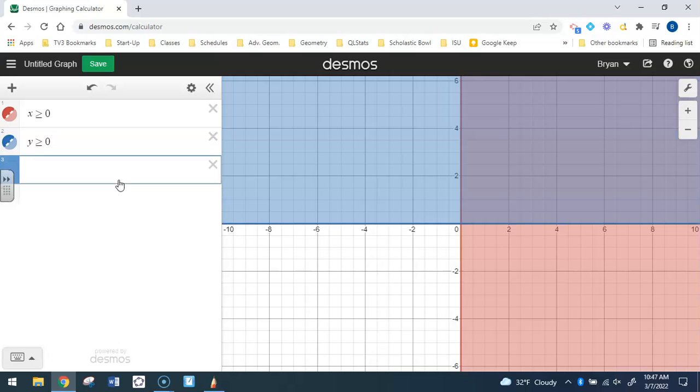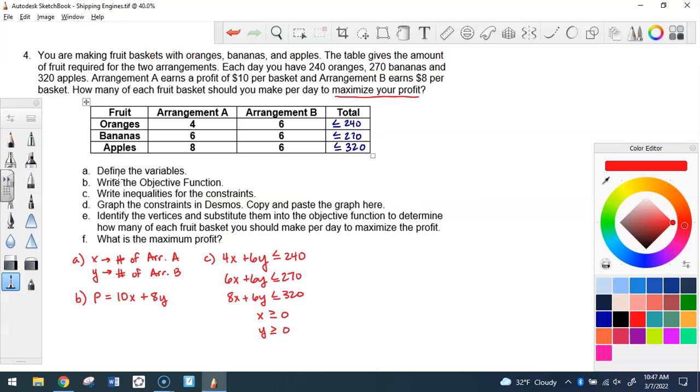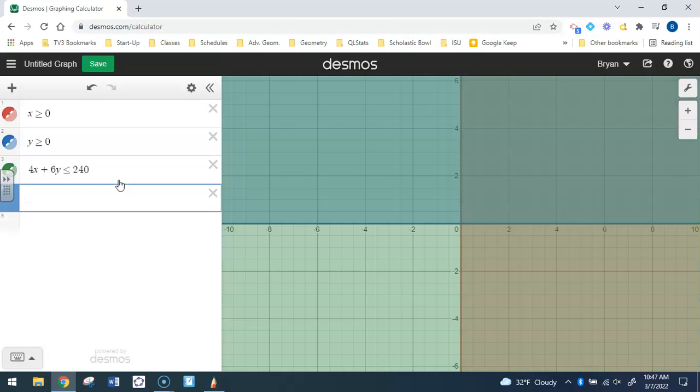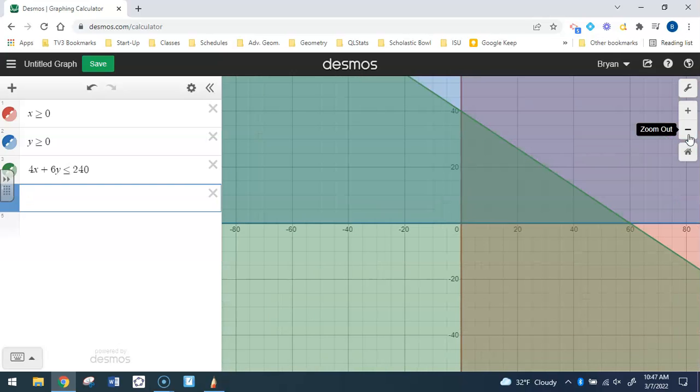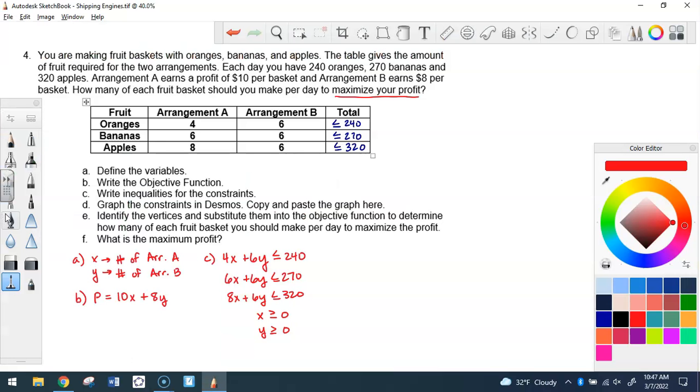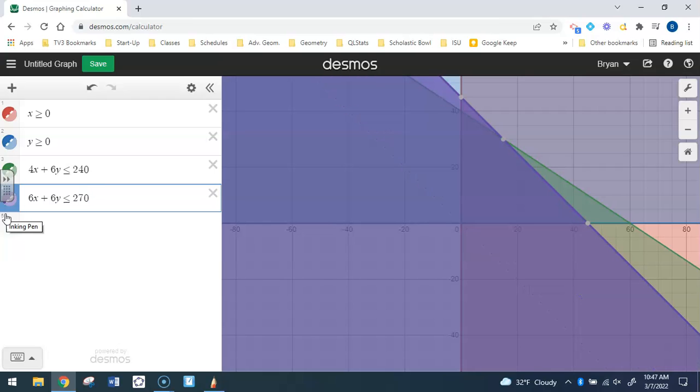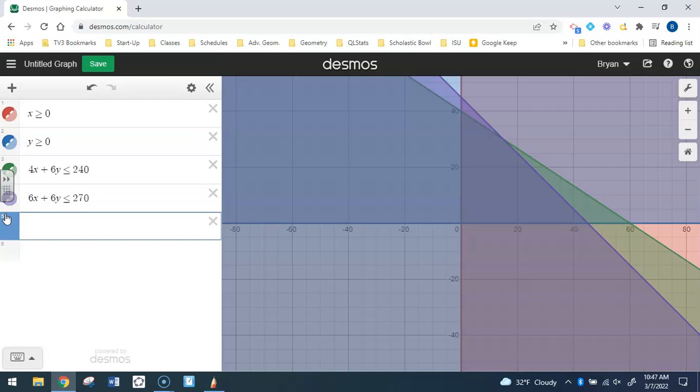Then I have the other constraints that talk about the numbers of the different fruits I have available. So I'm going to have to flip back and forth here a little bit. 4x plus 6y less than or equal to 240. Of course, now I probably need to change my window here, because I was zoomed in too far to see where that line actually showed up. Then I have 6x plus 6y is less than or equal to 270. So there I see another constraint pop up on my graph.